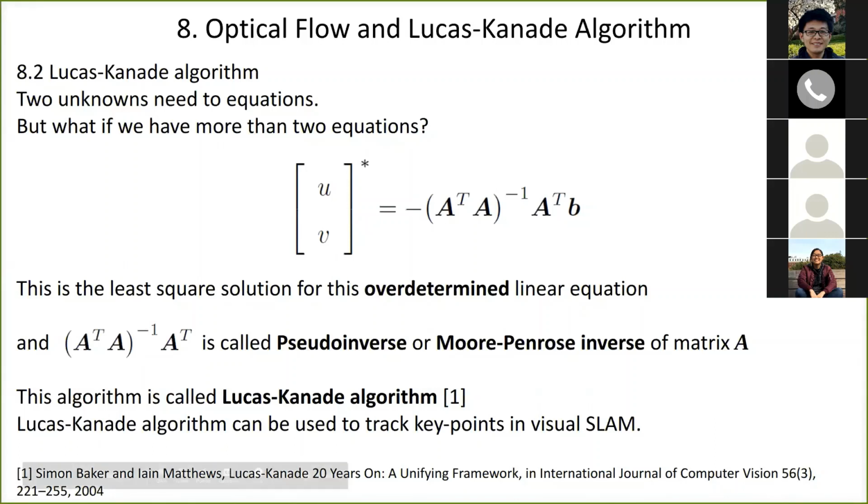So the paper that further describes the Lucas-Kanade algorithm is here. Lucas-Kanade 20 Years On: A Unifying Framework. The paper was published in the International Journal of Computer Vision in 2004, and the authors are from CMU. If you're interested in further details, you can read this paper.